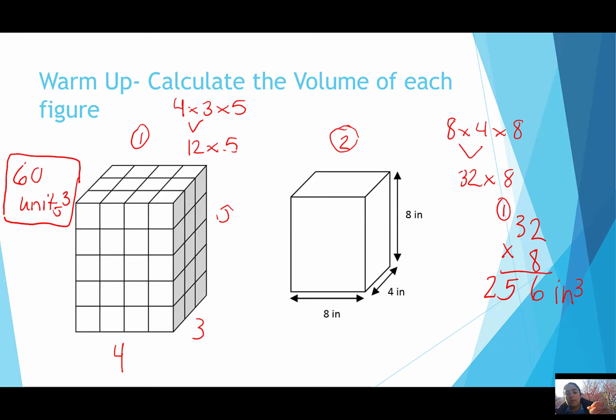Remember, it's inches cubed because 1, we're filling it. Imagine we're filling the boxes with little cubes. 2, there are 3 dimensions, the length, the width, and the height. And it's a 3D shape. So this little 3 is representative of the 3 things we multiplied, the length, the width, and the height.